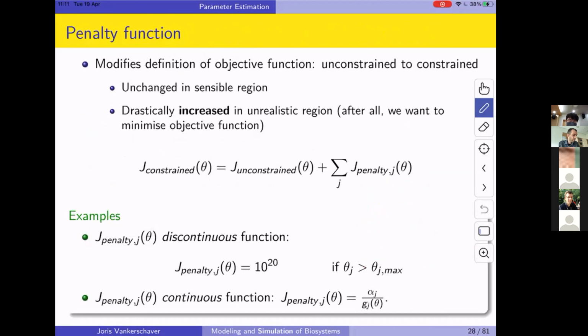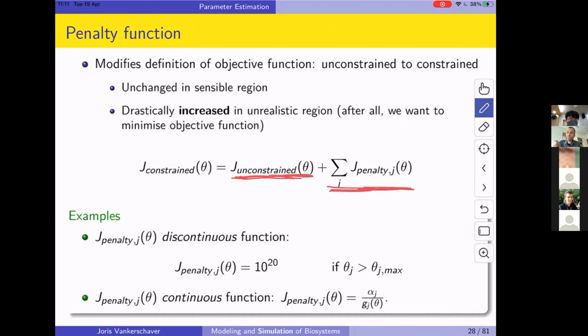So first is the penalty function. This is, again, the example of your mom or your dad giving you a punishment if you go outside of the park. So what we do here is we take our objective function, and we're going to call that J unconstrained. So that is the objective function that we had before. And now we're going to attach to that unconstrained objective function a penalty term.